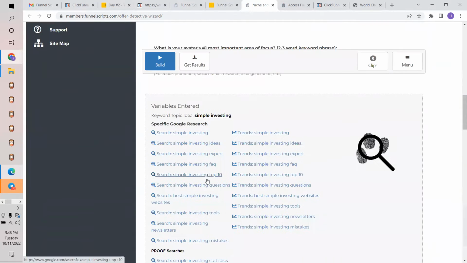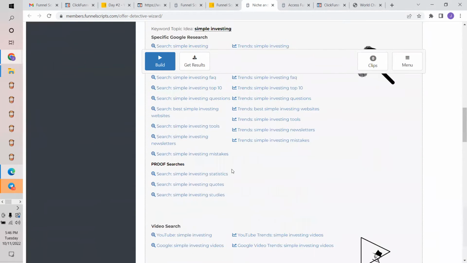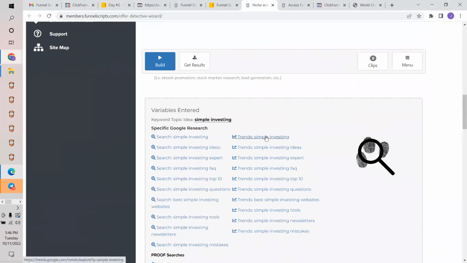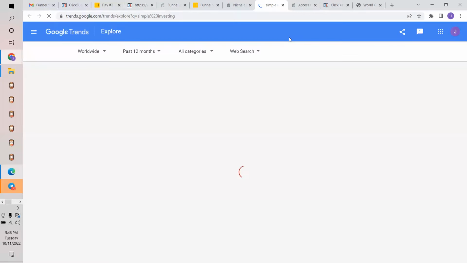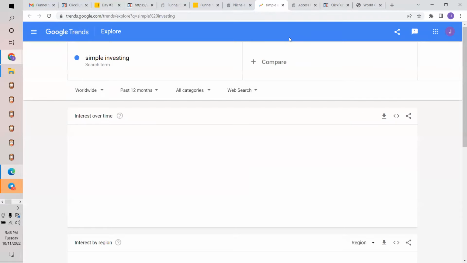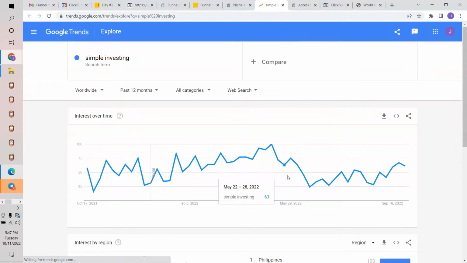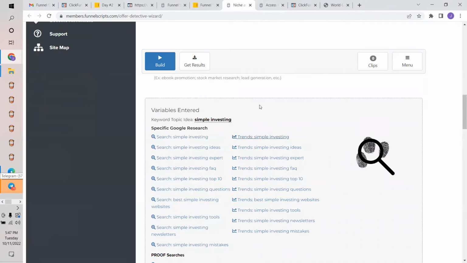Okay, so we got some Google search results. We got some trends that we can take a look at. So let's go to trend simple investing and see what pulls up right here. All right, so we definitely have some traction right here. I'm going to write that down on my little piece of paper that I've got for this. Simple investing.